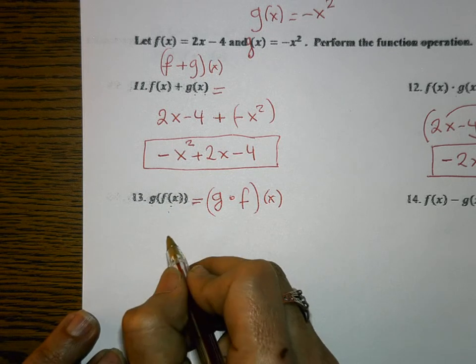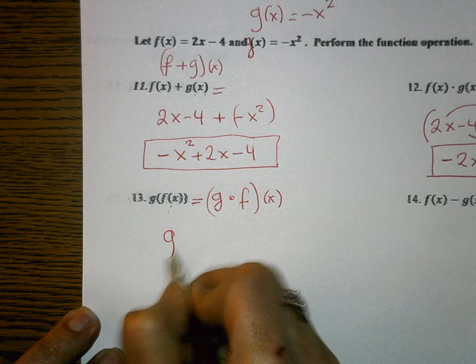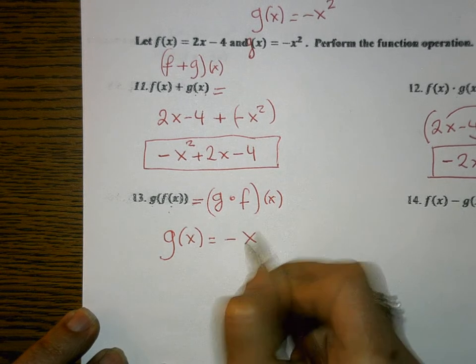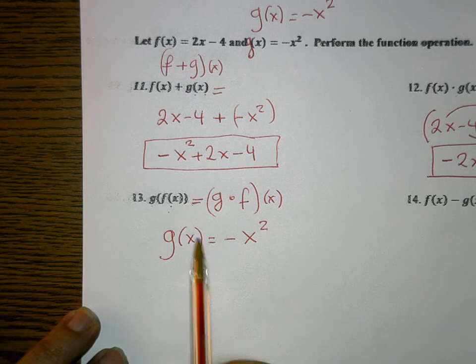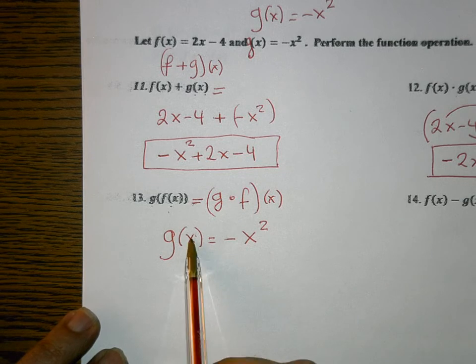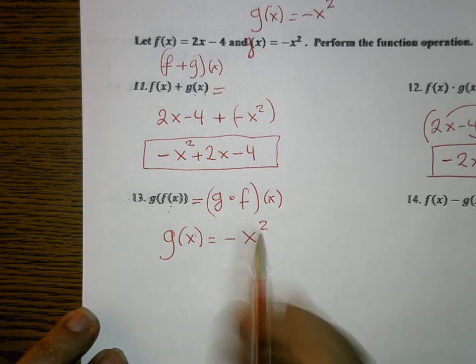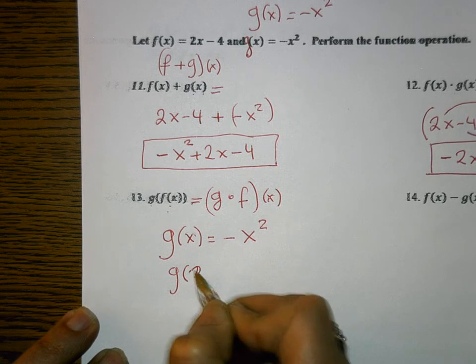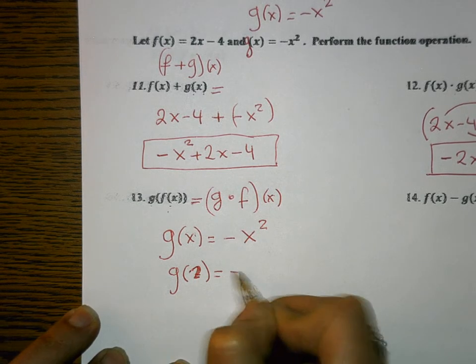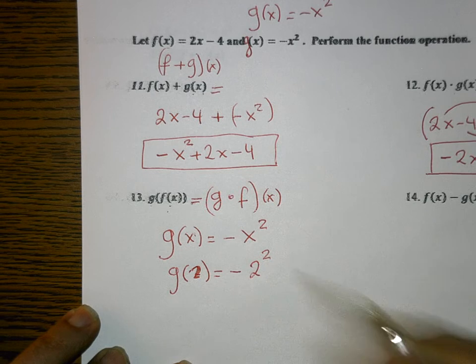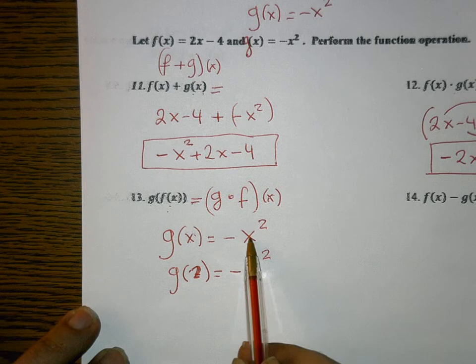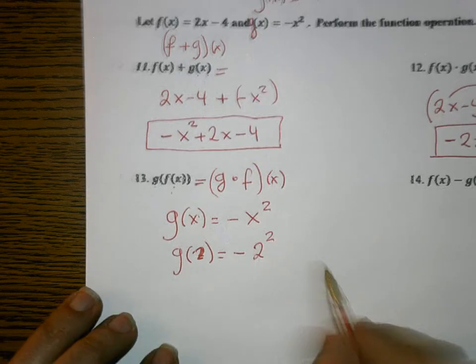Let's do it slowly. Let's first write the function g. The function g of x is negative x squared. Whatever I put inside here replaces my x. If I wanted g of 2, then I would have negative 2 squared. So as you can see, x is my domain. Whatever I input in here gets input for x. But I don't want a 2.